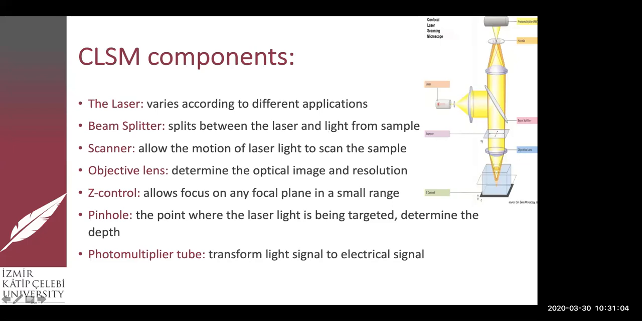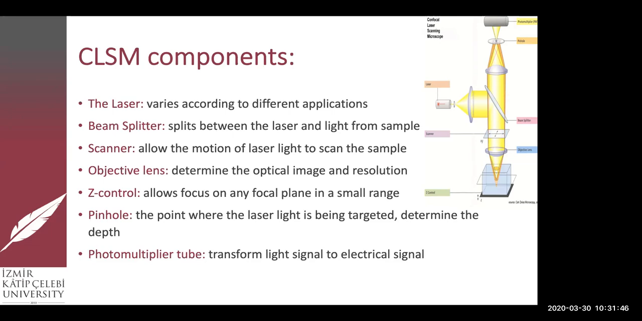We have 7 different components, each with an important role, as we can see on the right-hand side. First, we should have a laser. The laser varies in its wavelengths according to the different applications. We also have a beam splitter. This beam splitter separates the laser light that is targeted to the sample from the fluorescence light that is reflected from the sample after the laser exposure. We also have a scanner. The scanner allows the motion of the laser light to scan different areas of the sample.